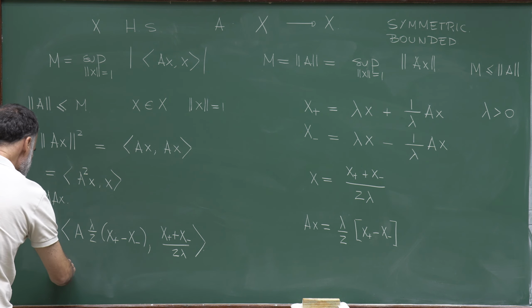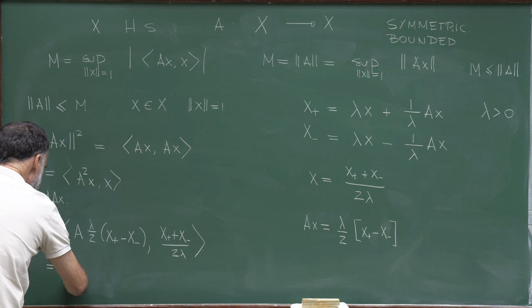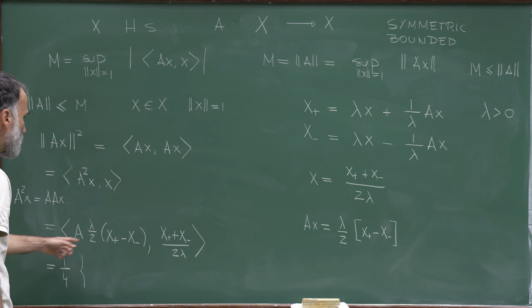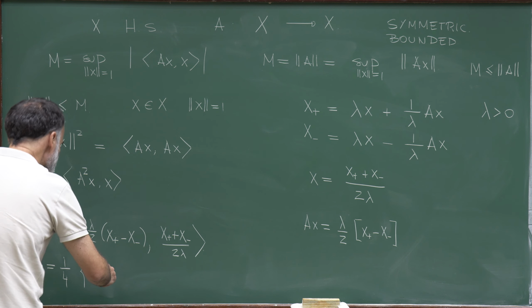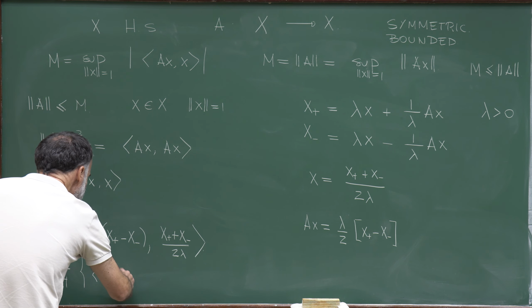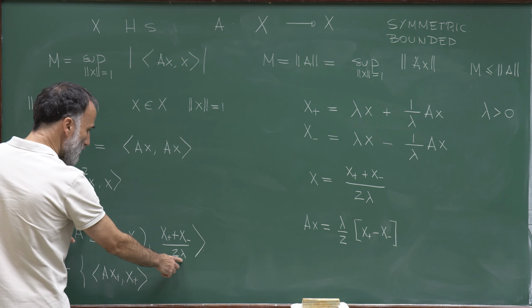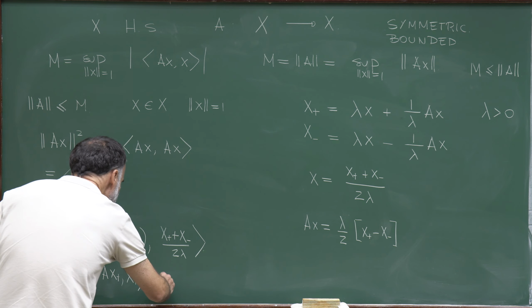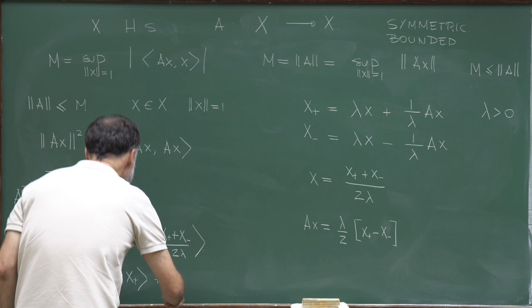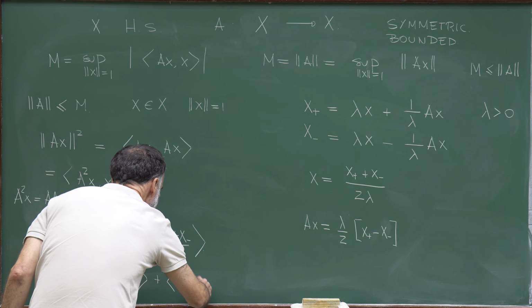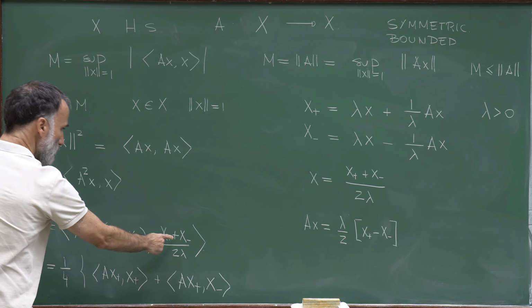And for this means that I get 1 over 4. And now I'll just compute term by term what I get. So there are 4 terms. The first one, it's ax plus x plus, because the lambdas cancel. Then I get this term with this one, so plus ax plus x minus, and this appears with a plus sign.